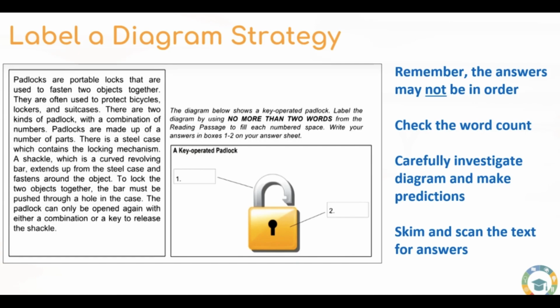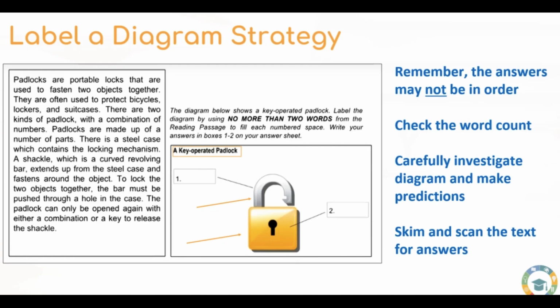Once you've checked the word count, carefully investigate the diagram and make predictions on the language that could be used to describe each part. Have a look to see if there is a title on the diagram. And here the diagram is titled with a key-operated padlock. Let's take a look at number 1, which is this curved metal shape sitting on top of a golden box. That's how I would describe it, and it means that I'm looking for that kind of language in the passage.